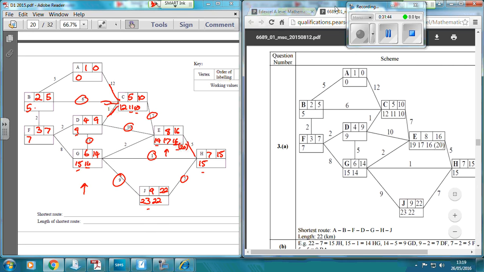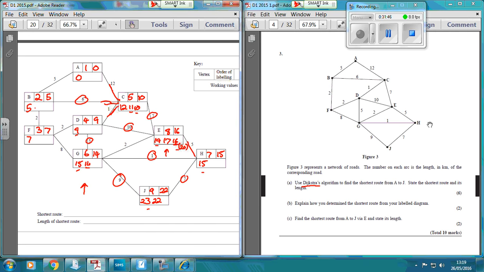So the question then says, state the shortest route and its length. So to get from A to J, the length of it is 22, because it's the permanent label. And the shortest, we've got to see how we get the shortest route. And if I do part A and part B at the same time, it says explain how you determine the shortest route from your label diagram. So we ended up at J.